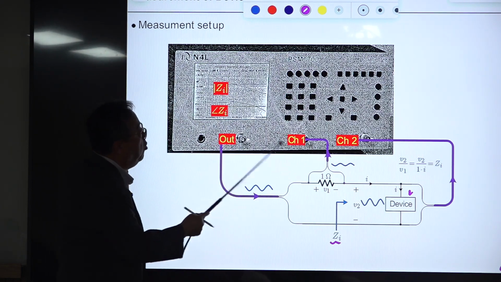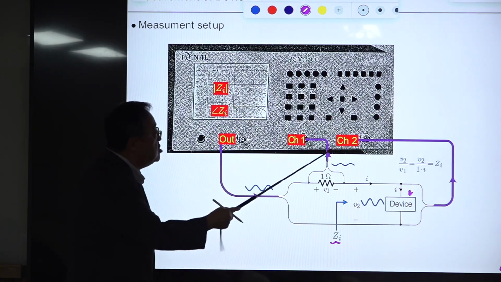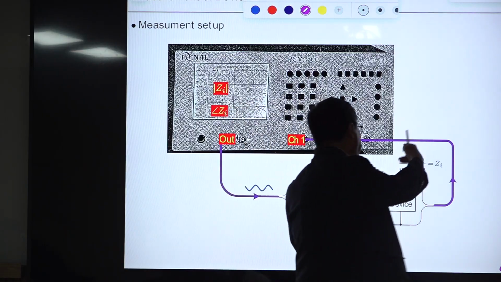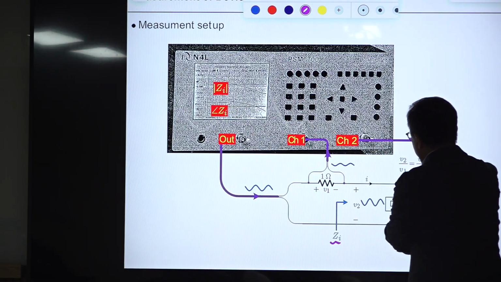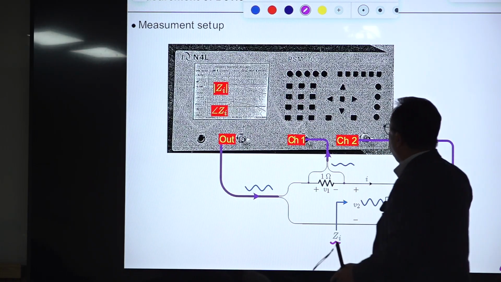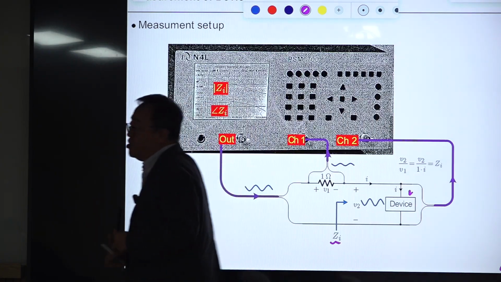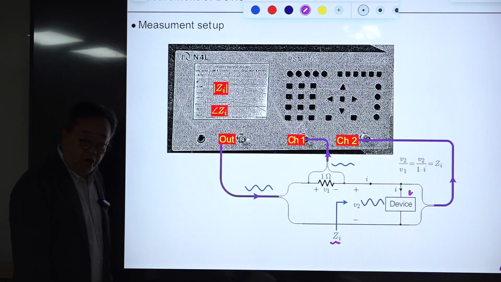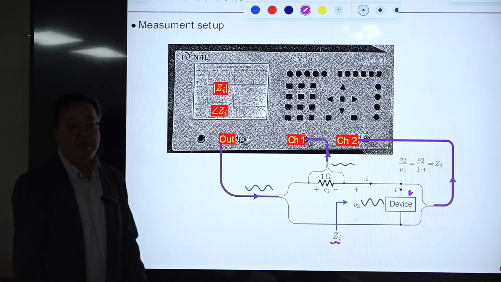Okay? So this port is measuring voltage, but it is effectively measuring the current. Then this channel number 2 measures the voltage here and gets the ratio between them. Then this curve is the magnitude curve of the input impedance of this device, and this is the phase curve of the input impedance of this device.